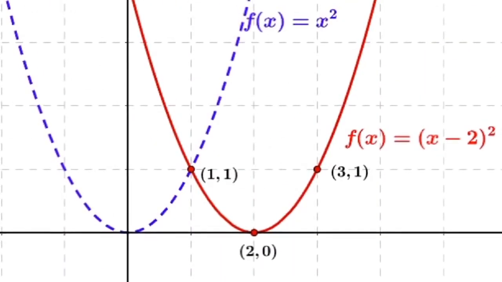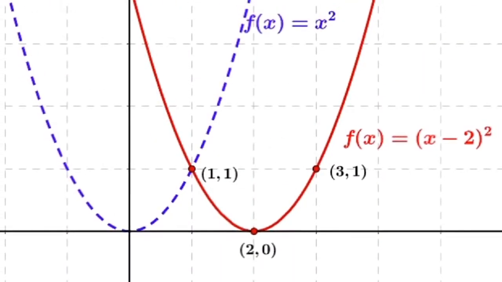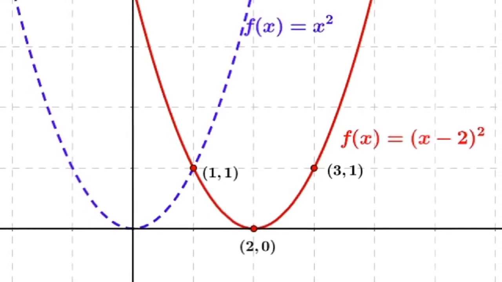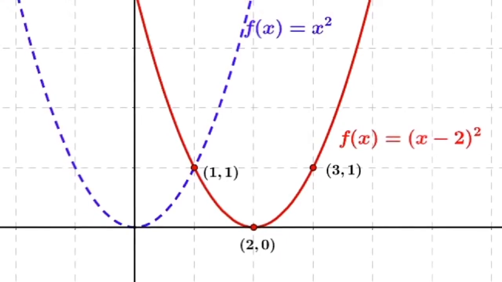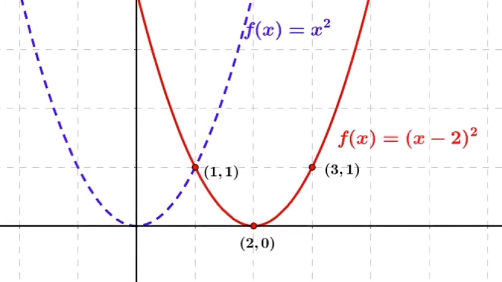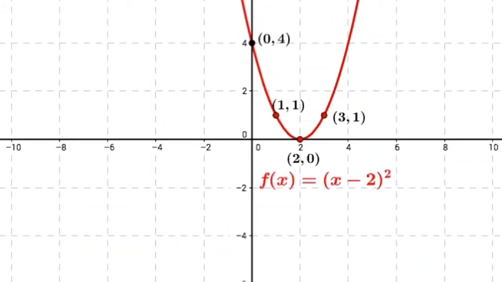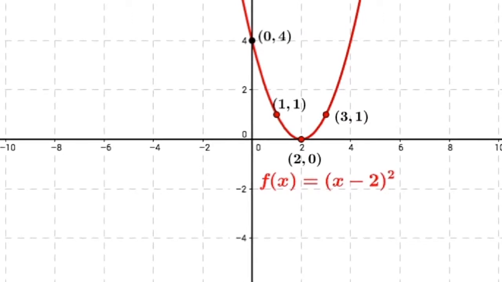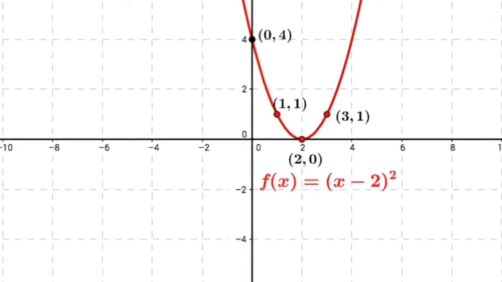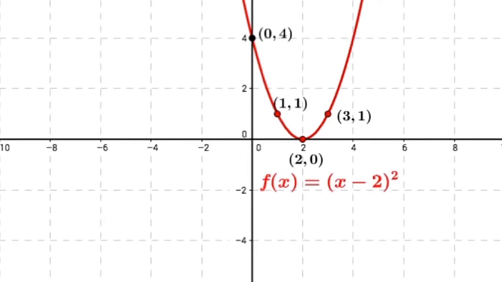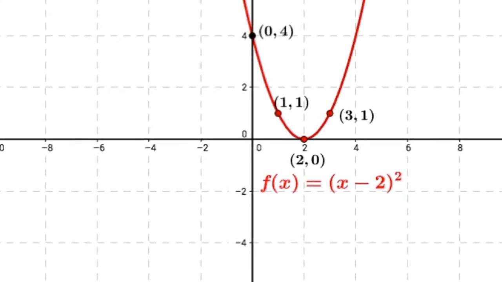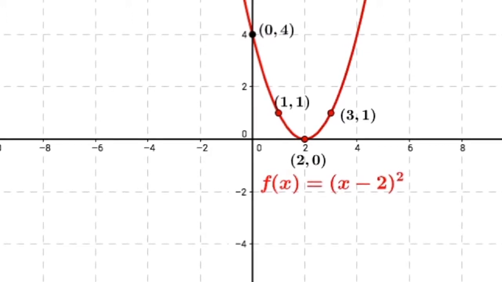In our example, with f(x) = (x - 2)², we shift everything to the right by 2 units. This means we take each of the x values and add 2 to them. Finally, we should also include any intercepts, both x and y, which we can find. In this example, by substituting 0 for x, we find that the y value is 4. This is our final sketch of the graph f(x) = (x - 2)².